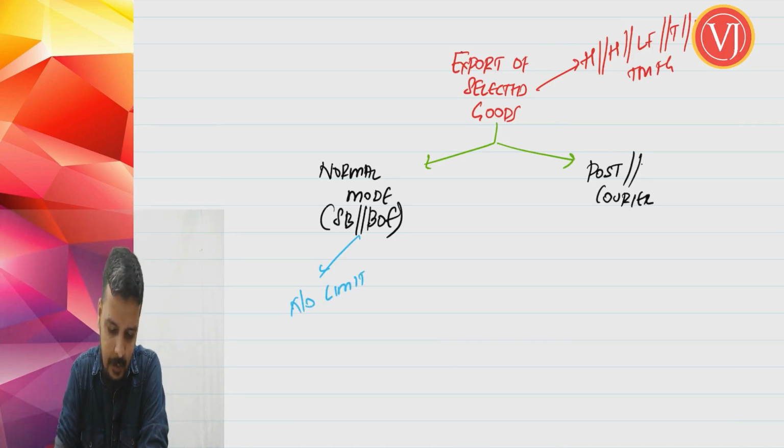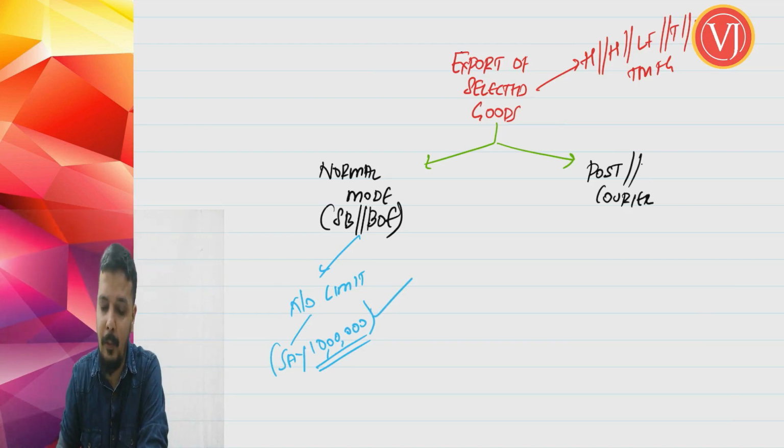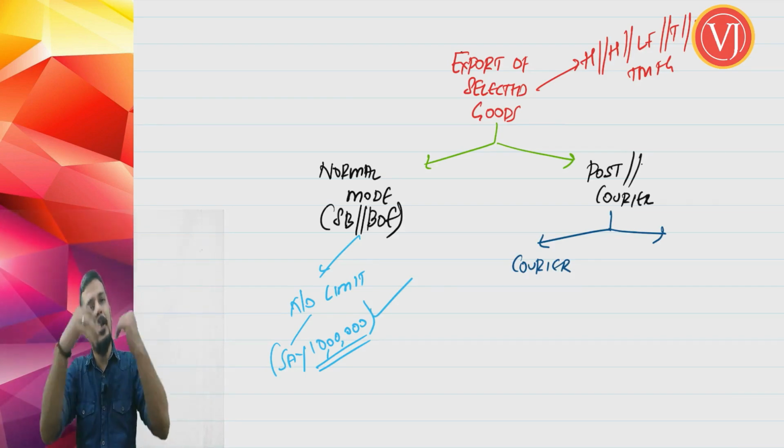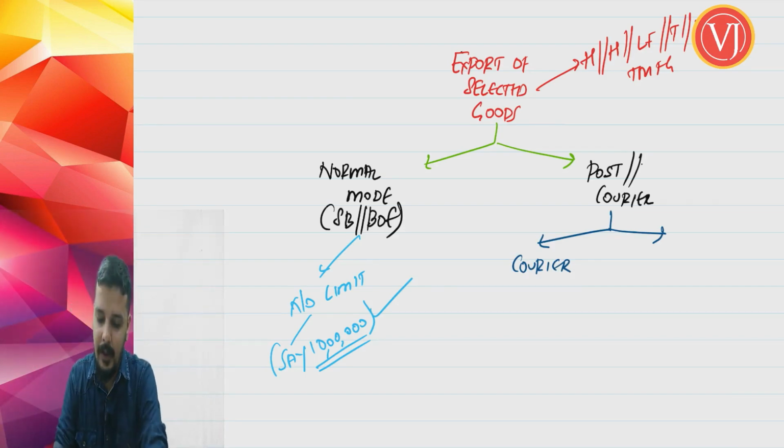Limitless. So even if it is say 10 lakhs FOB, you will consider 10 lakhs. If it is through post or courier, first you have to understand the difference. Through international courier terminals, what you can export is only a maximum of 5 lakhs.